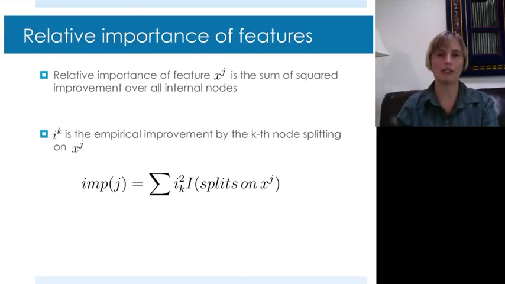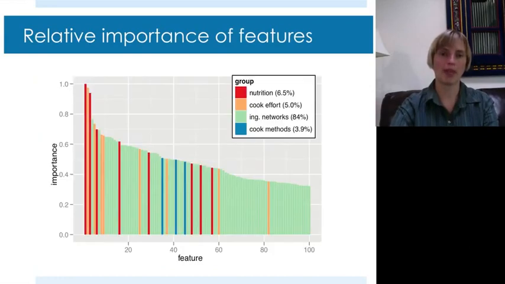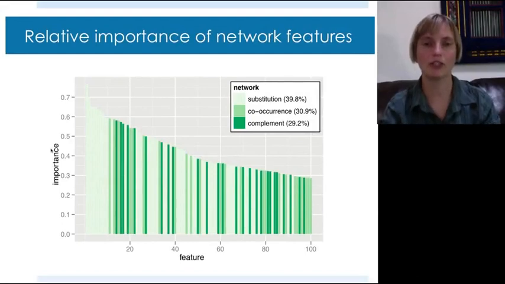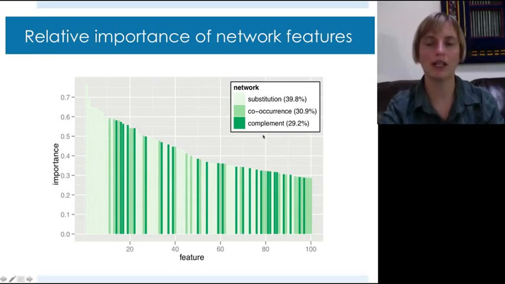You can also delve down into the individual features to see which ones contribute more towards the prediction. The first three individual features had to do with the cooking effort and nutrition, but pretty soon thereafter you see the ingredient network features playing a role as well. Looking within the network features, you can see that the substitution network actually counts the most. This is, I would substitute applesauce for oil. Just the raw co-occurrence and the complement are also important, and in a sense complementary to the substitution network.